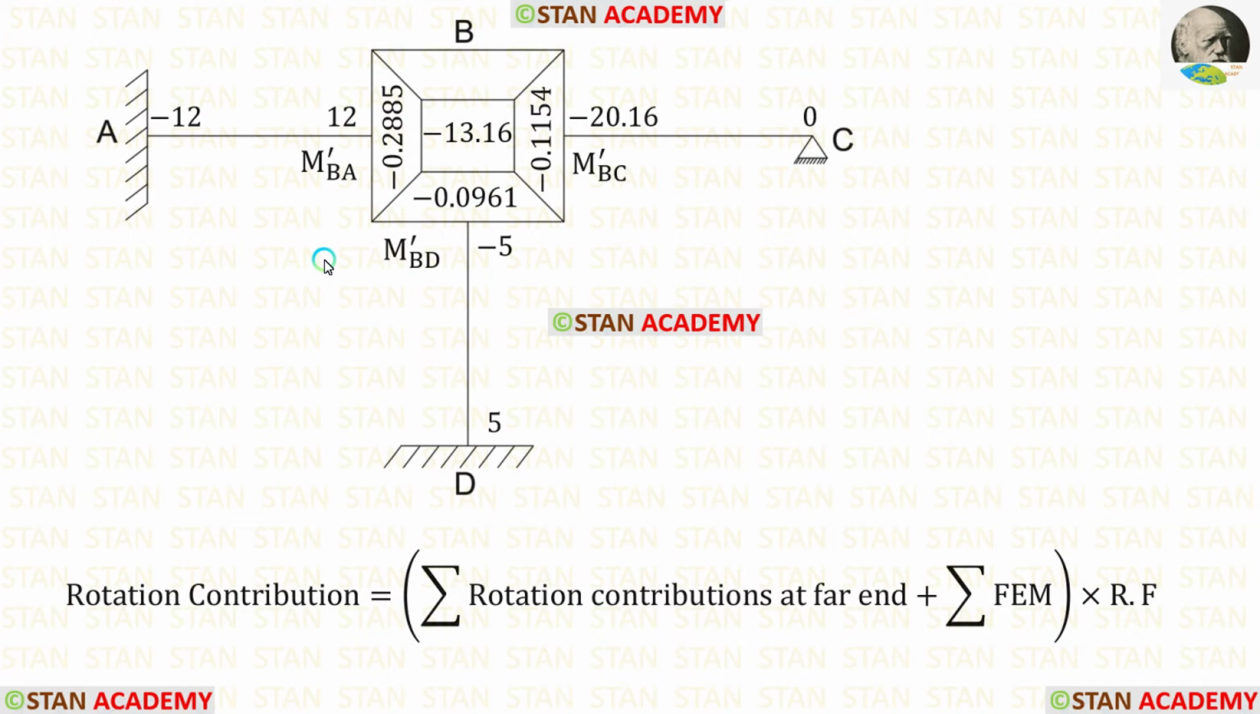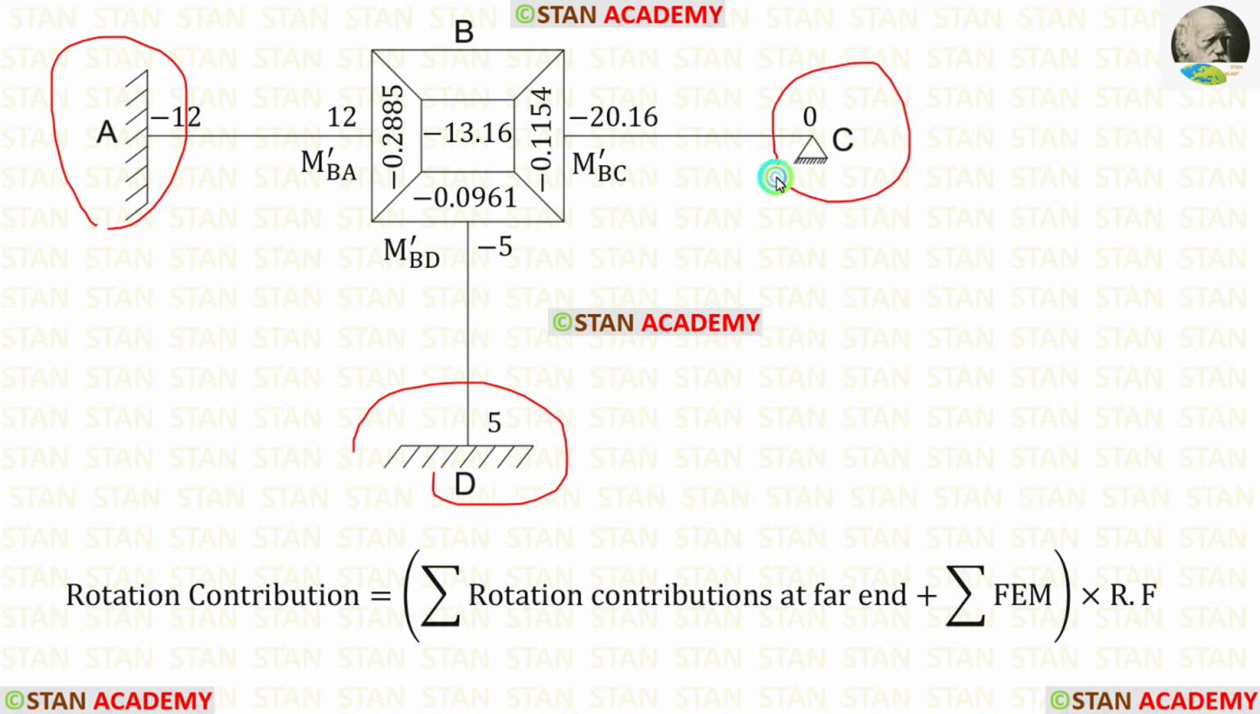Now we are going to find the rotation contributions. The rotation contributions generally will be available only in the joints. In the joint B, we have three rotation contributions, M-BA, M-BC and M-BD. In the fixed supports, there will be no rotation contribution. In the point C, we have already released MBC, so there will be no rotation contribution. So we know that in the points A, D and C, the rotation contribution is 0.